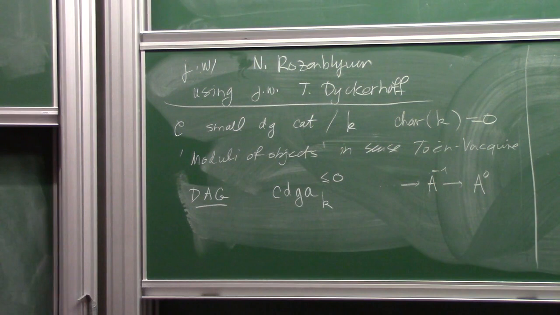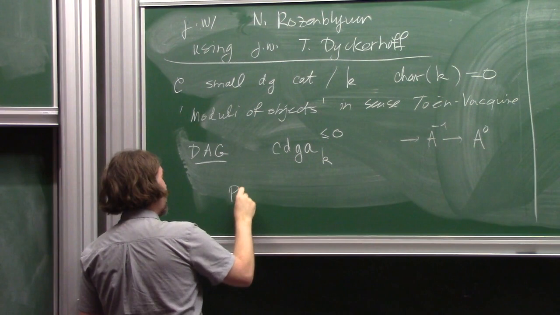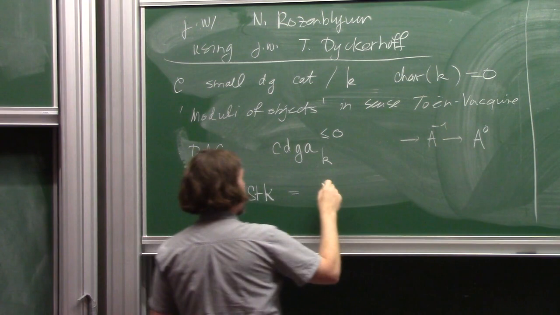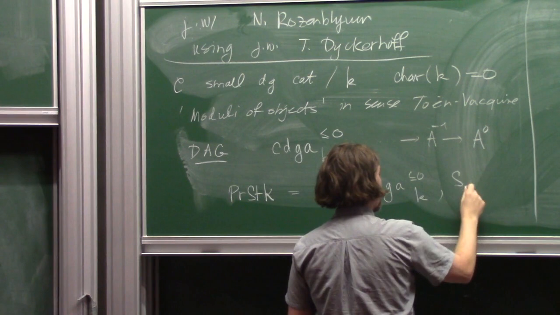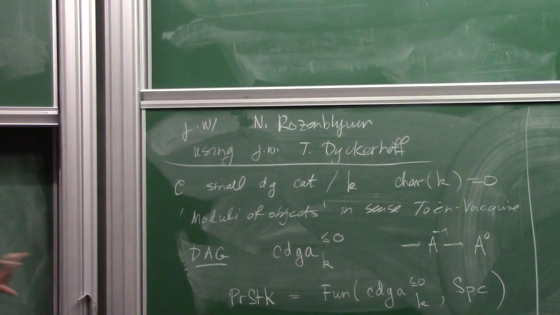And the most general objects that one considers are some kind of prestacks here, which are just the category of infinity functors from these CDGAs to the infinity category of spaces. So every object you look at is something in here, maybe with some extra properties, maybe descent, maybe an atlas, and so on.